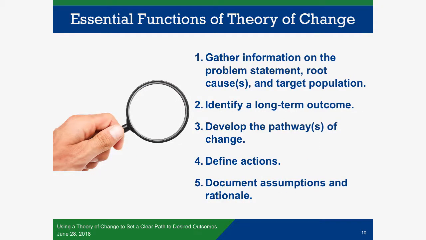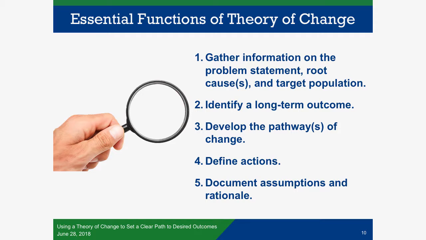On the slide are 5 essential functions in developing a theory of change. Gather information on the problem and the root cause and the target population, which is the first function, but note that we say gather because you already should have this information about the problem, the root cause, and the target population when you move into a theory of change process.